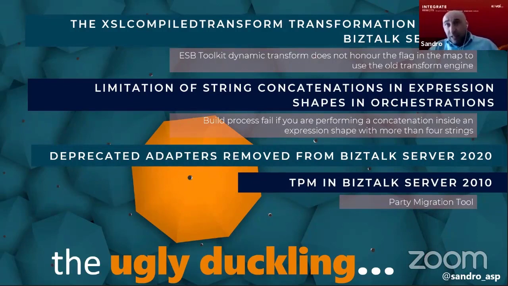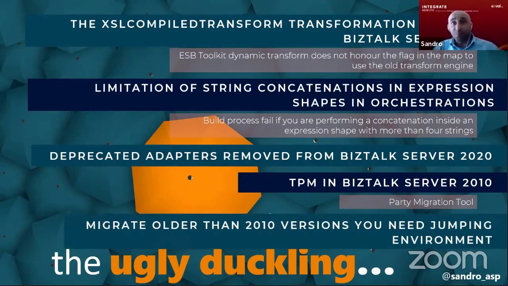And of course, in 2010, there was a new trading partner management. At that moment, from 2009 to 2010, there was a party migration tool. So if you are migrating from older than 2010 and you are using trading partner management, you probably need to do the migration to 2010 first, and then migrate to 2020, because probably it is easier to do that, or you need to do everything manually, okay?